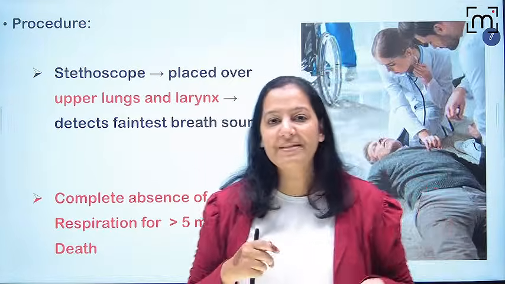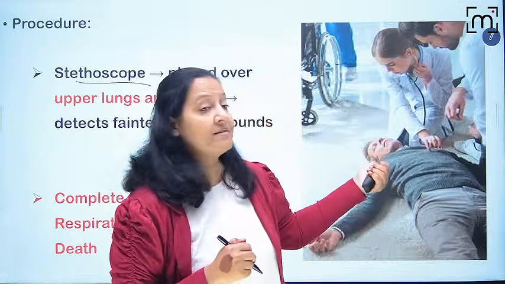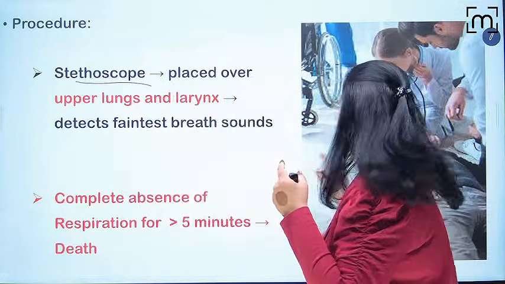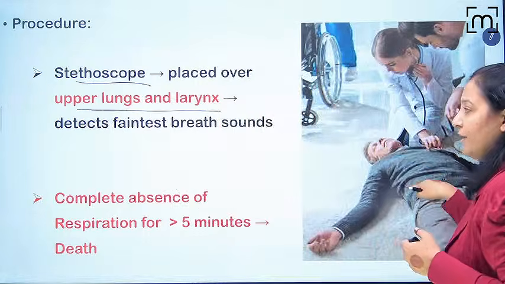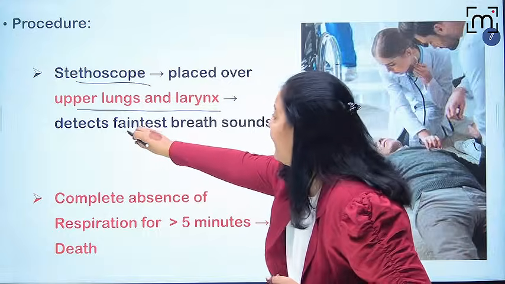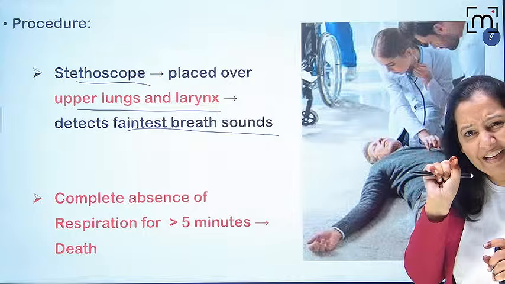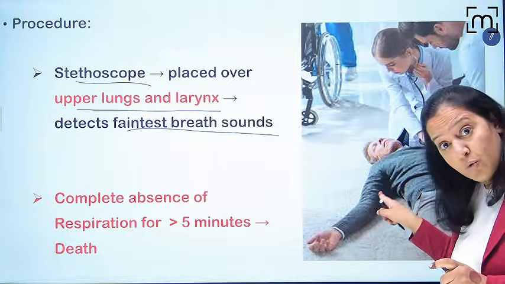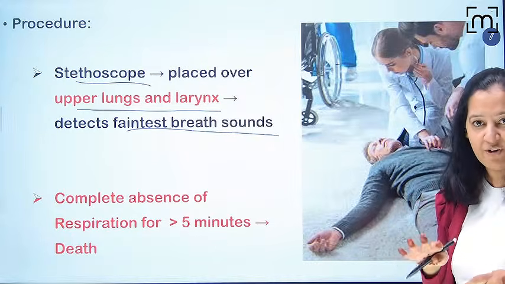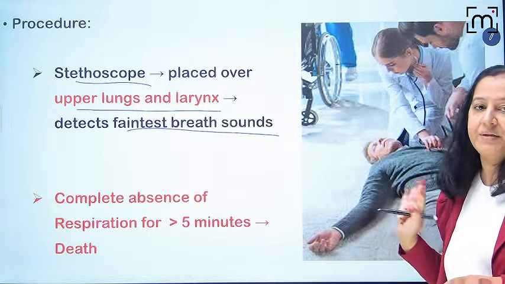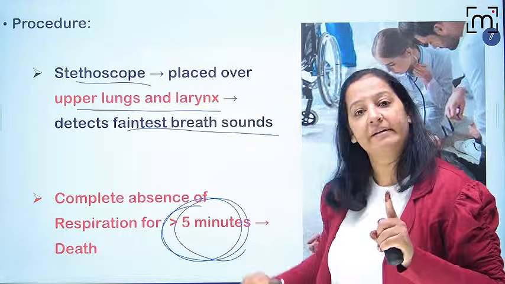So how to examine the respiration? You should take a stethoscope. Being a doctor, if you want to see whether this person is dead or not, you should put the stethoscope on the upper lungs and larynx. Even if you hear the faintest breath sound, the person is not dead. It is suspended animation. But if there is no breath sound and it is continuous like that, even after trying resuscitation, then it is dead. Complete absence of respiration for more than 5 minutes declares death.